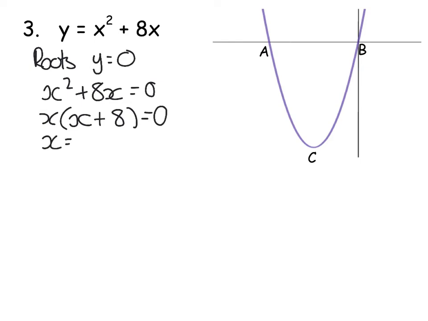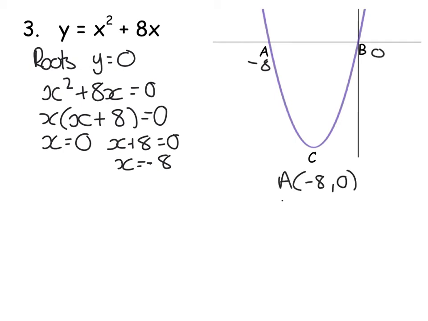So if you split that up, you have x is 0 and x plus 8 is 0, therefore x is negative 8. Now if you look at your picture, there's your negative 8, there's your 0. So A is negative 8, 0, and B is just 0, 0. So your y-intercept this time is also one of your roots. So you'll notice that's why I haven't put in a D there as well. So your y-intercept and B are the same. So I'm just going to put that in there as well just now. My y-intercept is 0, 0.